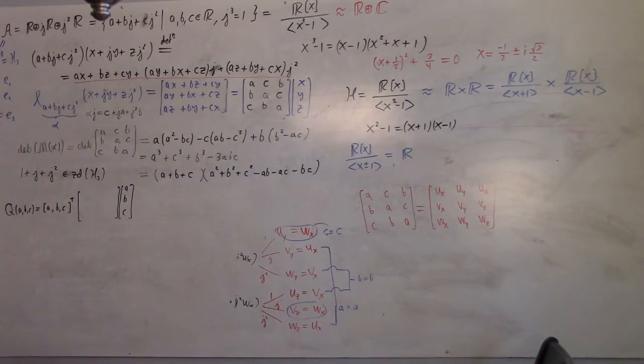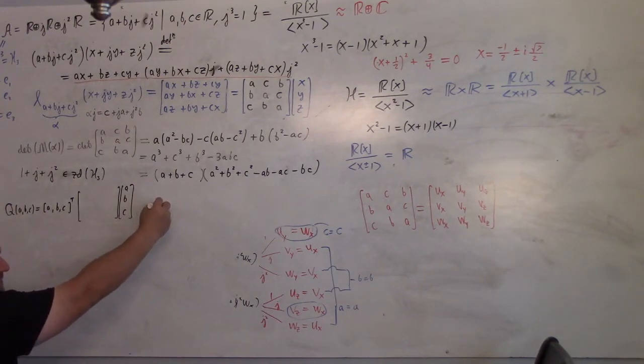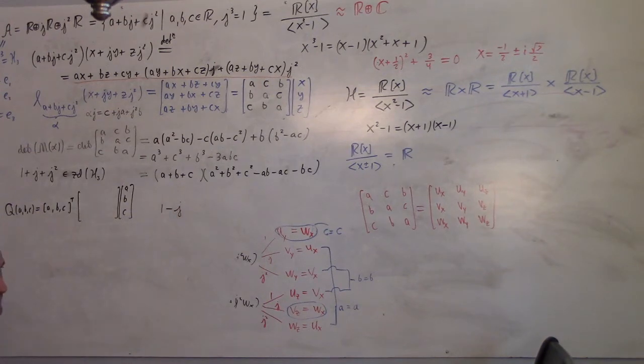What else? Could you have different ones? If we believe this, then something like 1 minus j is a zero divisor because it's got a equals 1, b equals minus 1, c equals 0. That makes this factor 0, and hence it makes the determinant 0, and that makes this not invertible. So that's a zero divisor of a different type than this.